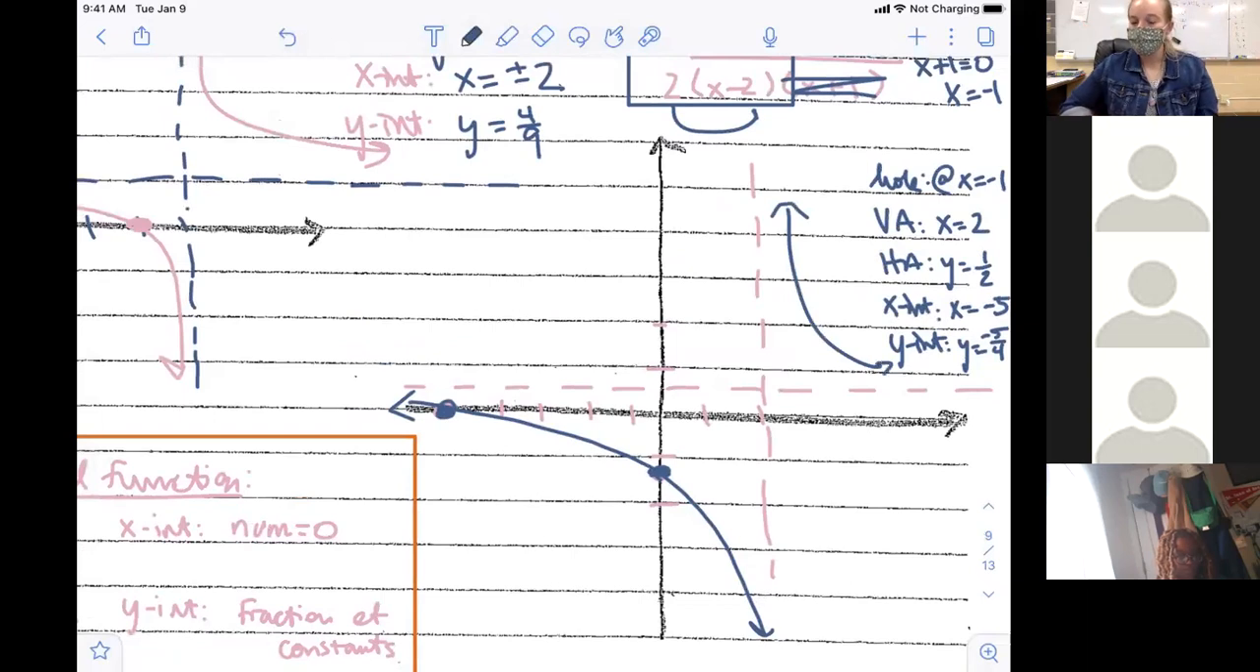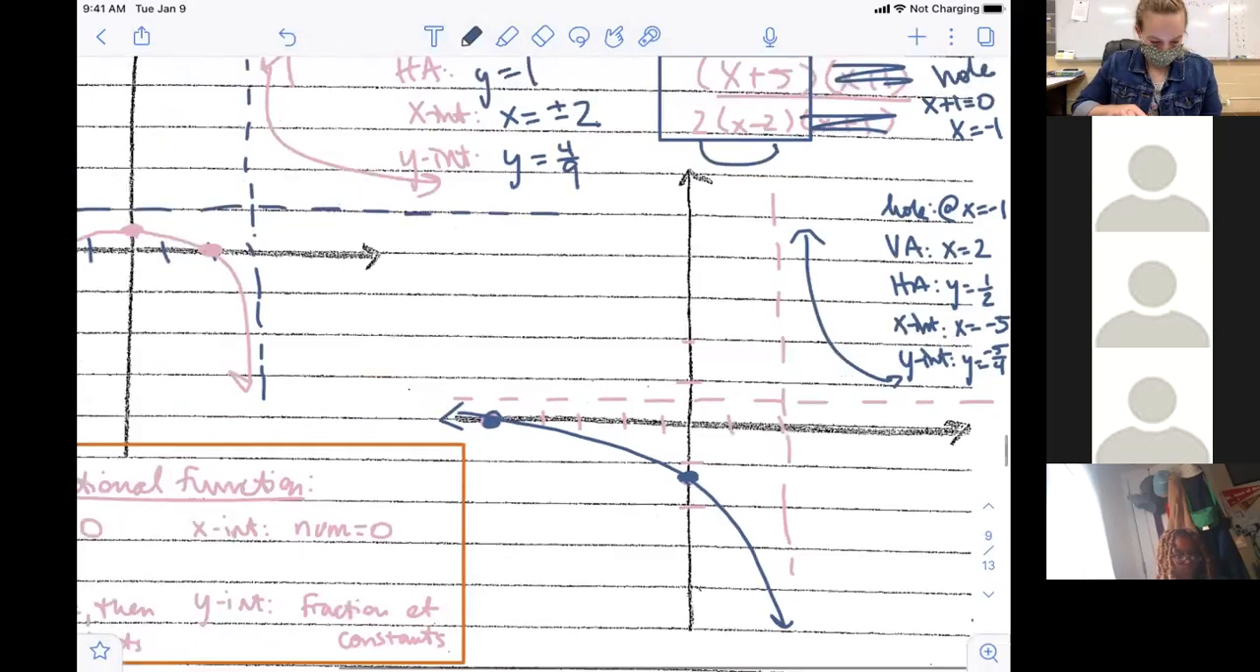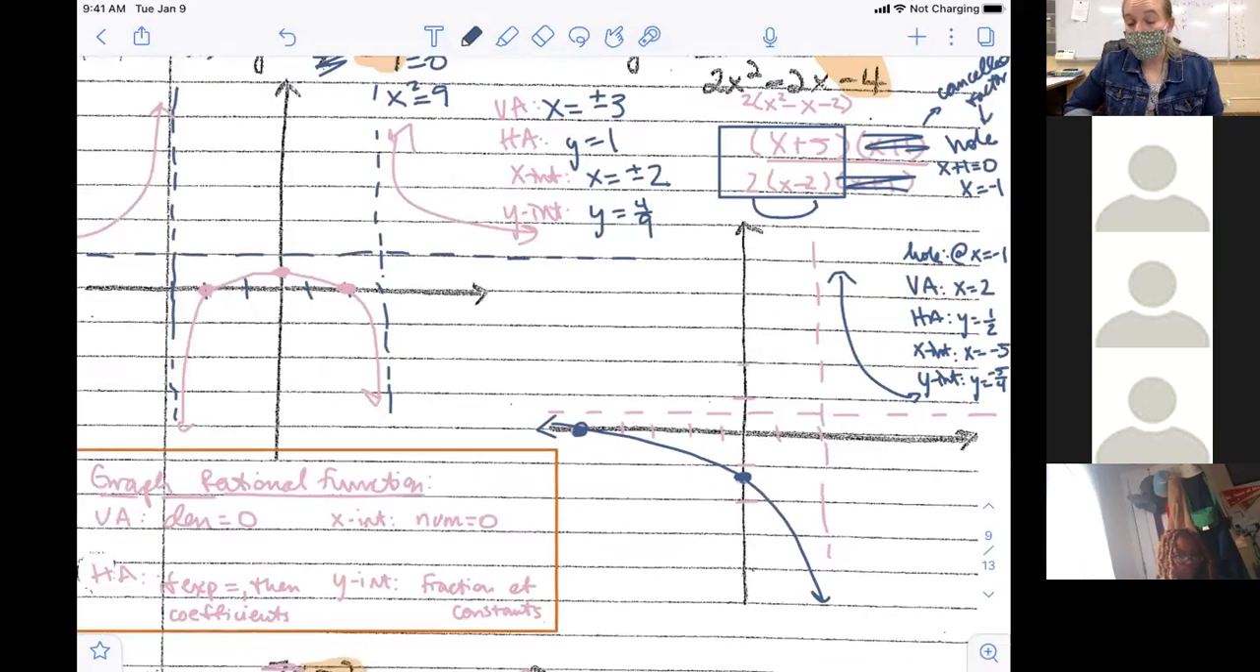All right, so we did some matrices on numbers 1 and 2, but number 3 was really a review of graphing rational functions. And as of right now, we are officially done with chapter 7. Does anyone have any questions on what you see right now or anything from today?